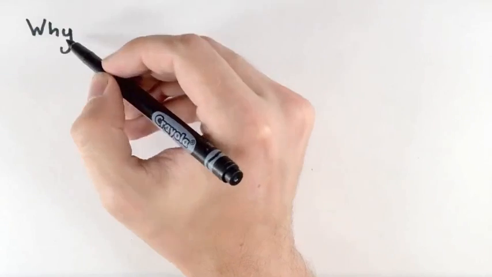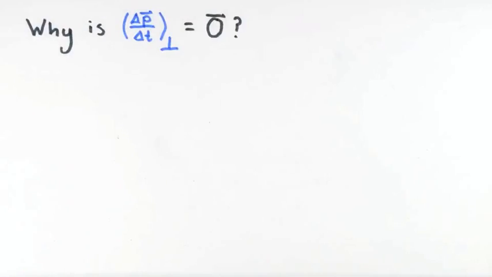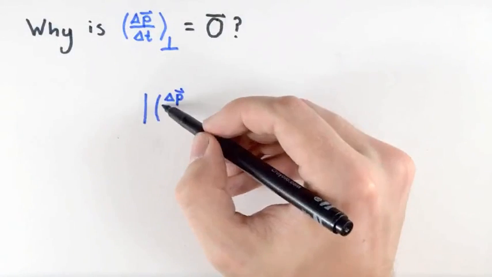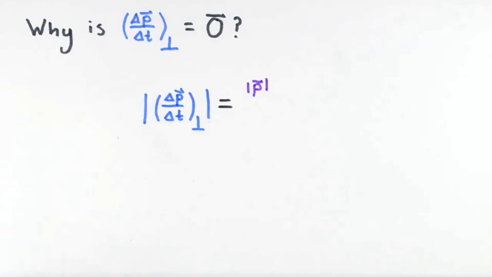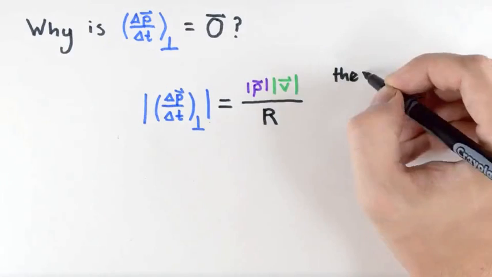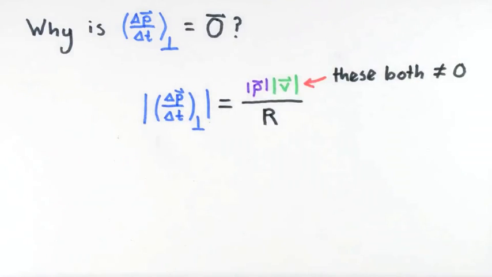This may seem a bit mysterious if we look at the expression for the magnitude of delta p over delta t perpendicular. We see that magnitude is the magnitude of p times the magnitude of v divided by r. And given that the system is moving, we know that the magnitude of the velocity and the magnitude of the momentum in the numerator must both be non-zero.